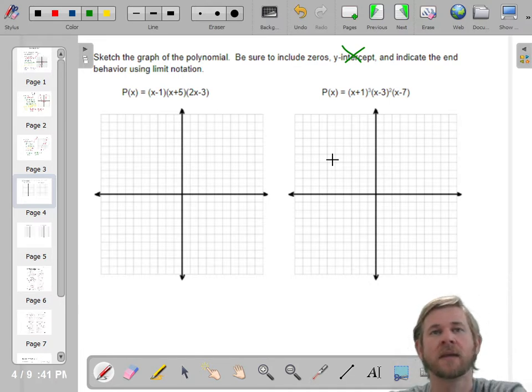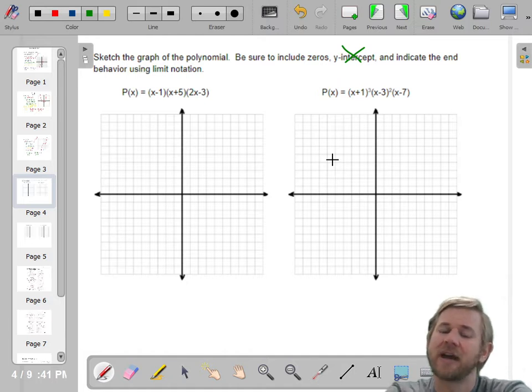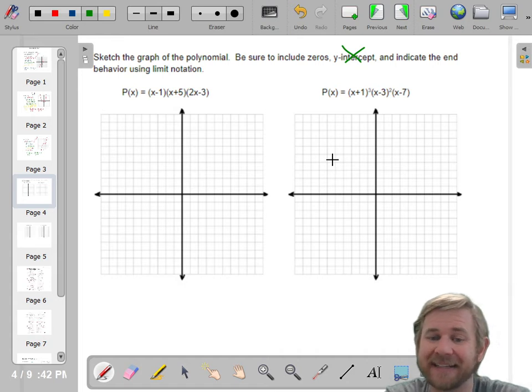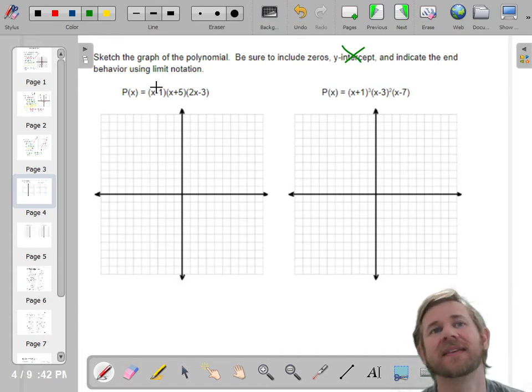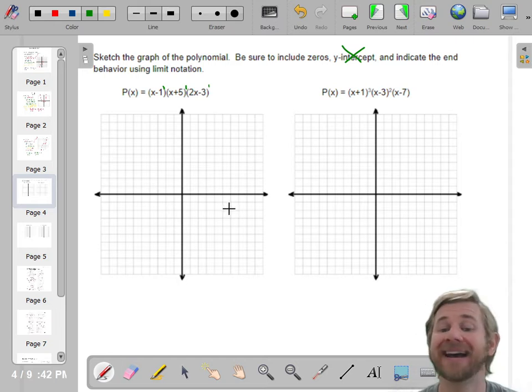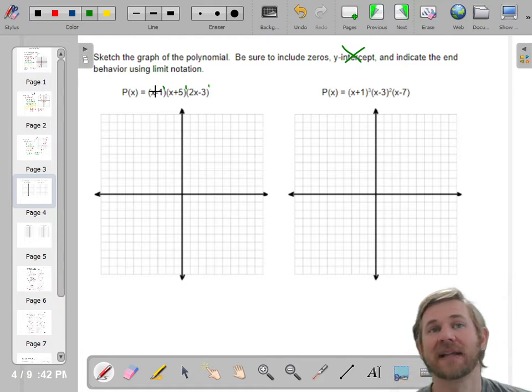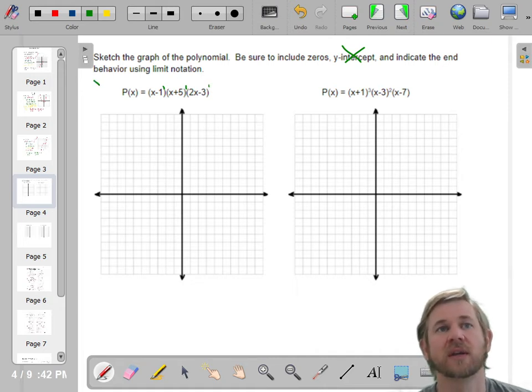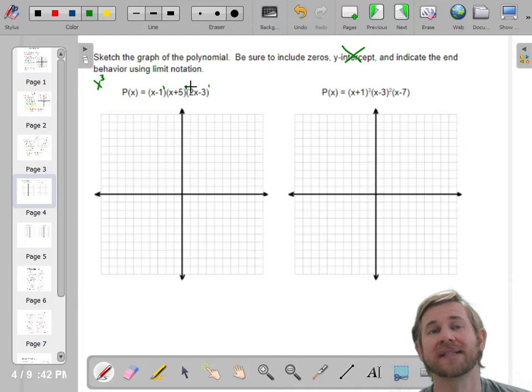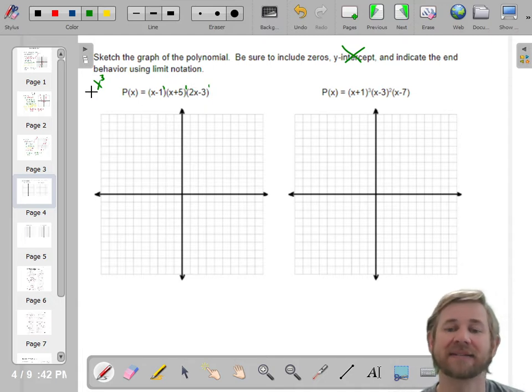When you get problems like this, you have to be careful because finding the degree is not as easy as just looking at it. You have to think that this is x to the first, this is x to the first, and this is x to the first. I don't want to expand it because I don't need to. But if I did expand it, you would have an x to the first times an x to the first times an x to the first, which will give you an x cubed. And all of these coefficients are positive in the front. So this is a positive odd polynomial.